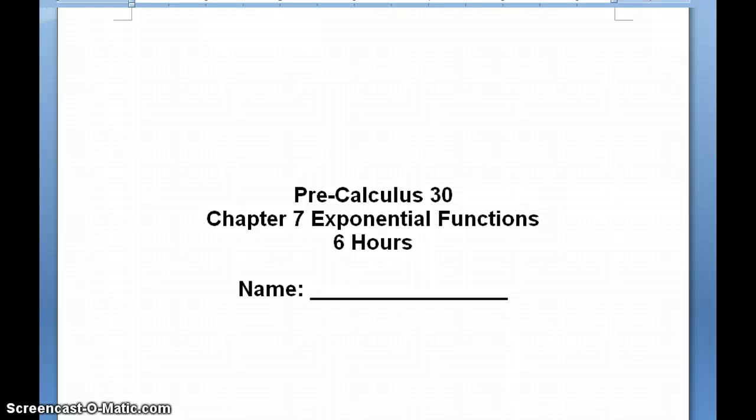We're starting chapter 7, exponential functions. I know we studied trigonometric identities, the graphs, and the unit circle for quite a long time, so I'm sure you guys are probably excited to get into something else.